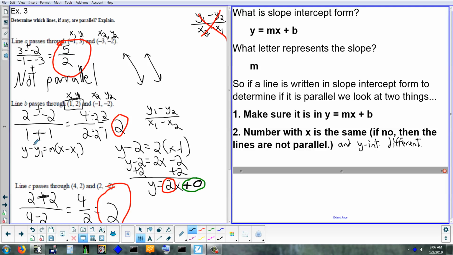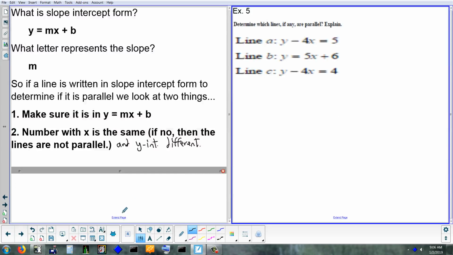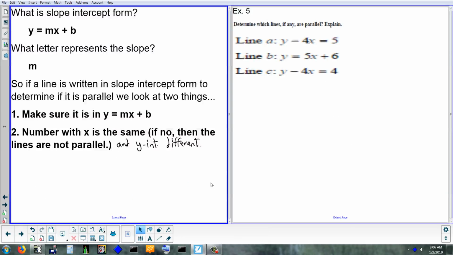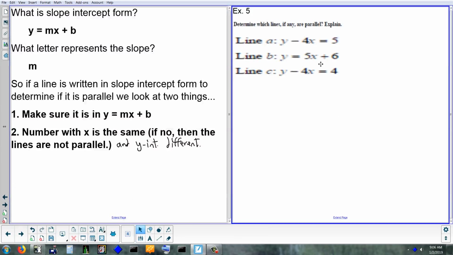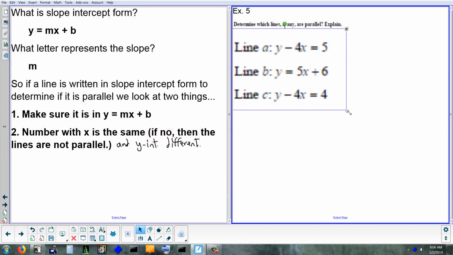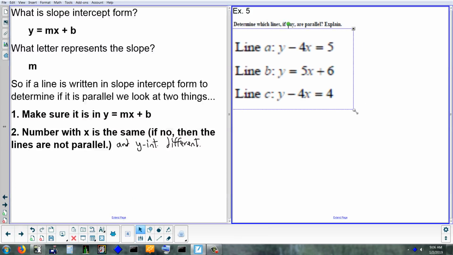All right. I know some of you guys are still writing that down. All right. So same kind of thing, but different because the slope's already given to you. Even though it doesn't say slope equals, based on slope-intercept form, you know what the slope is. But first thing we have to ask ourselves, let's go through and look at each line.